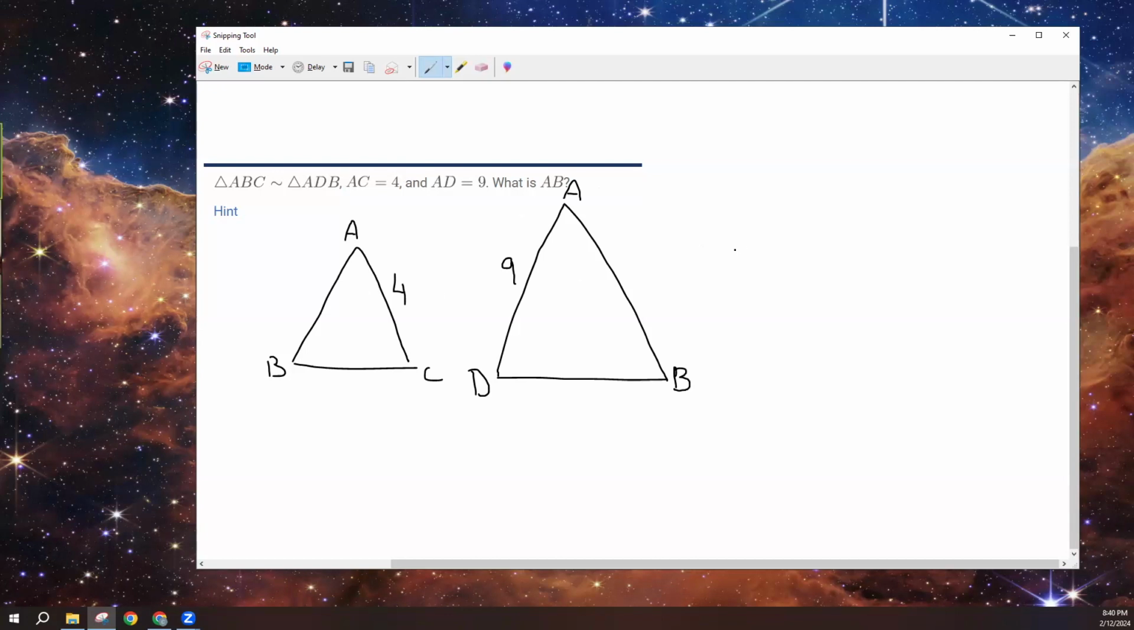We know that the ratio of AB divided by AD, right? So that's a ratio. That's the two corresponding side lengths. And that's going to equal AC, so that's the other side, AC, over AB.